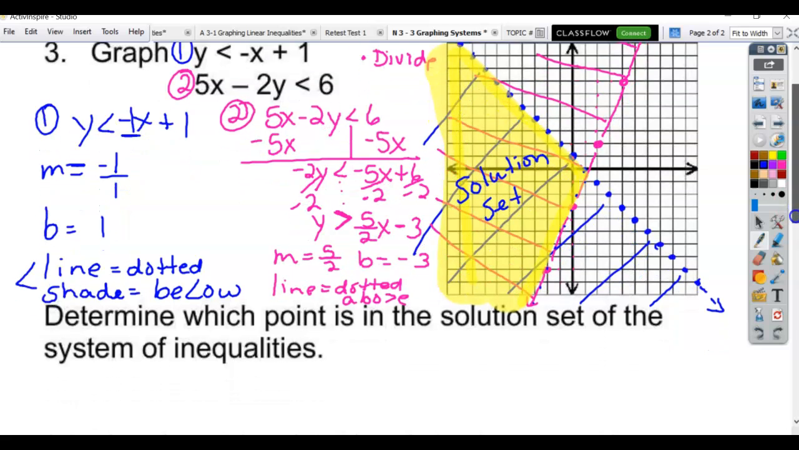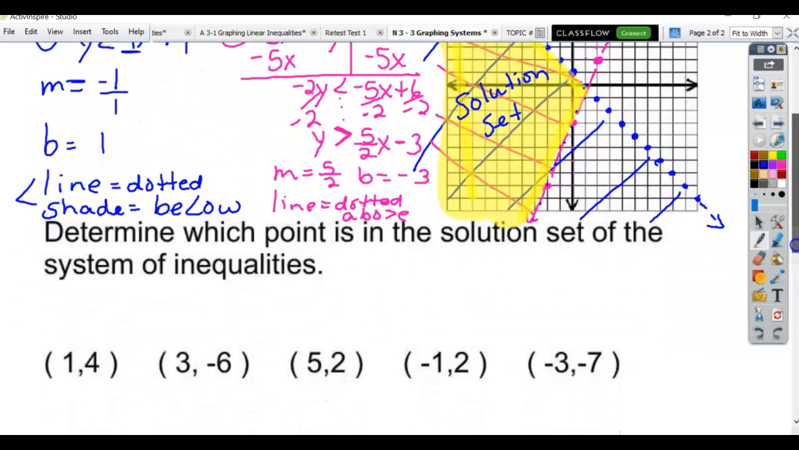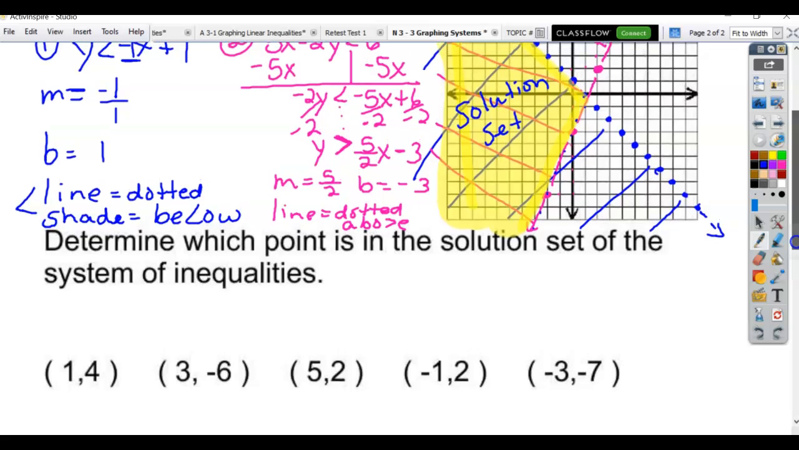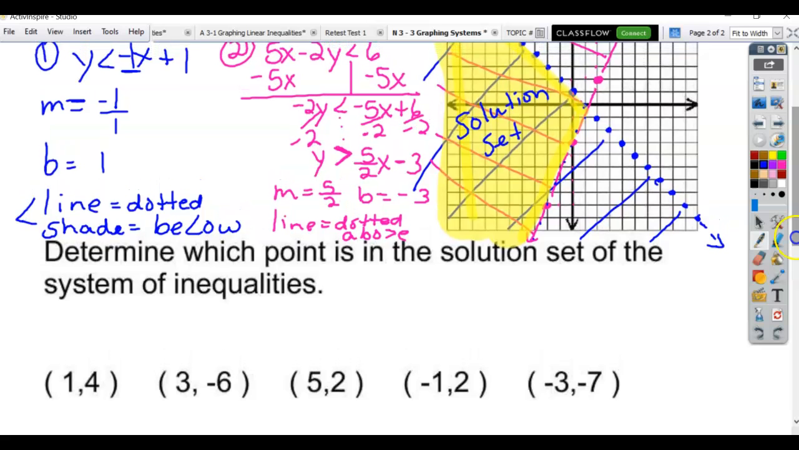Okay, so let's go look at my problem down here. It says determine which point is in the solution set of the system of inequalities. All right, so we're going to graph 1, 4. So I go right 1, up 1, 2, 3, 4. Well, that point's not anywhere near the yellow shading, so that's not it. Then 3, -6: right 3, down 1, 2, 3, 4, 5, 6. That one's not in the yellow shaded either. 5, 2: 1, 2, 3, 4, 5, up 2. Nope.